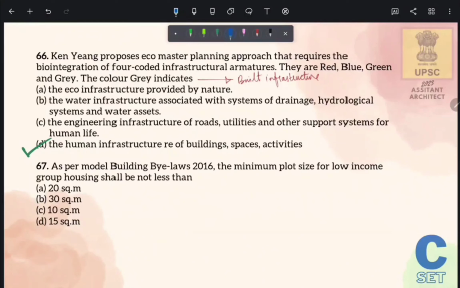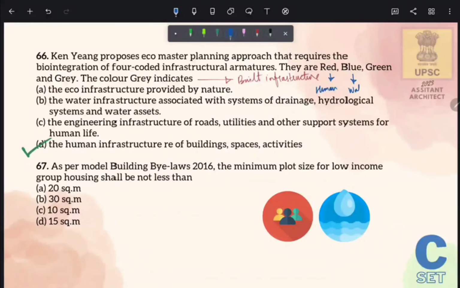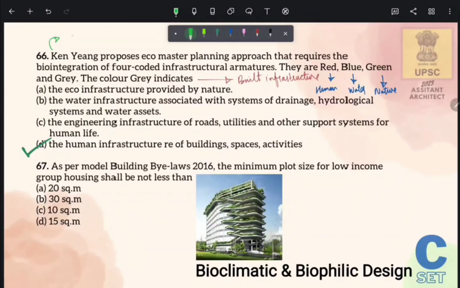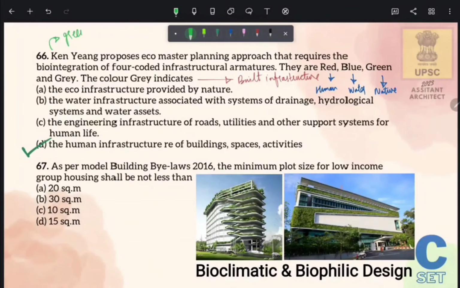Let's also see what the other color indicates. Red indicates the human, blue is for water and green is for nature. And Ken Yeang is an architect who is famous for his green skyscrapers.